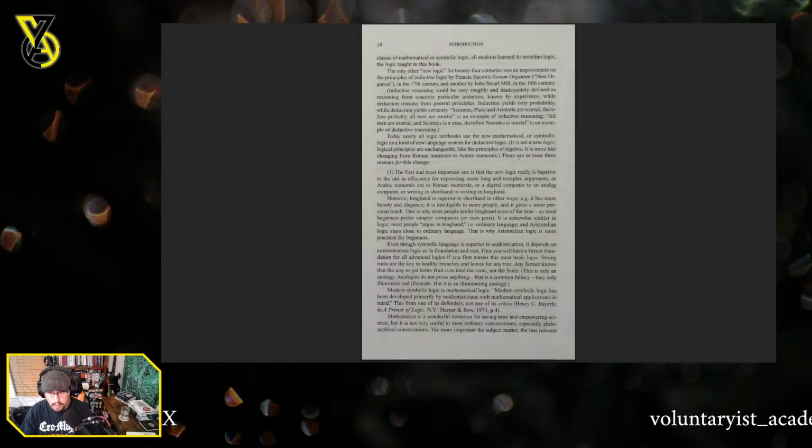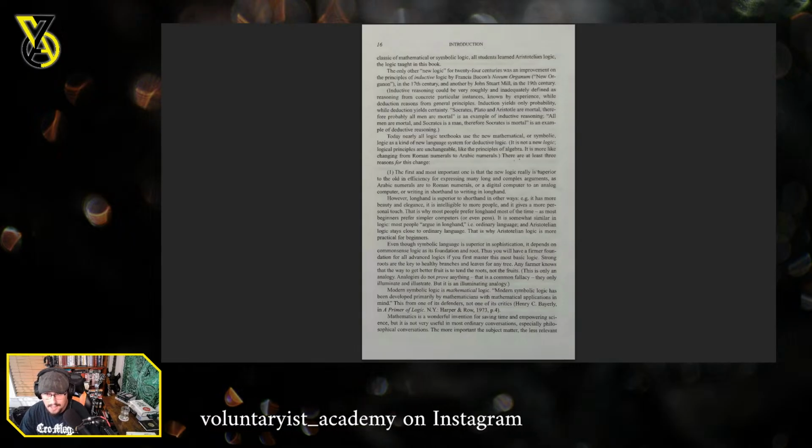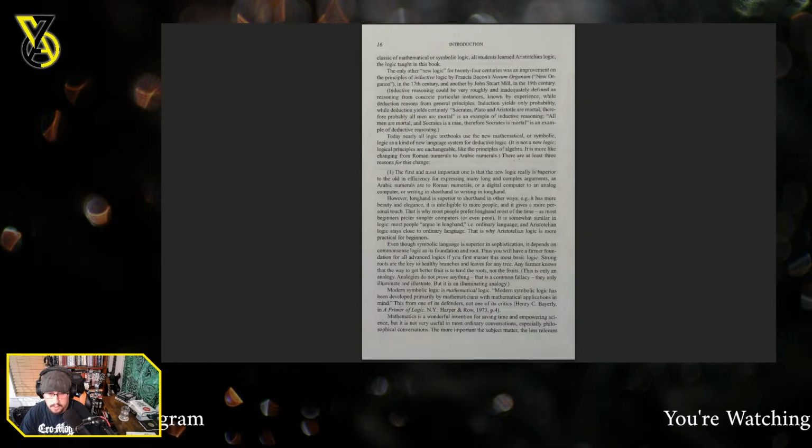However, longhand is superior to shorthand in other ways. E.g., it has more beauty and elegance, it is intelligible to more people, and it gives a more personal touch. That is why most people prefer longhand most of the time, as most beginners prefer simpler computers or even pens. It is somewhat similar in logic. Most people, quote-unquote, argue in longhand, i.e. ordinary language. And Aristotelian logic stays close to ordinary language. That is why Aristotelian logic is more practical for beginners.